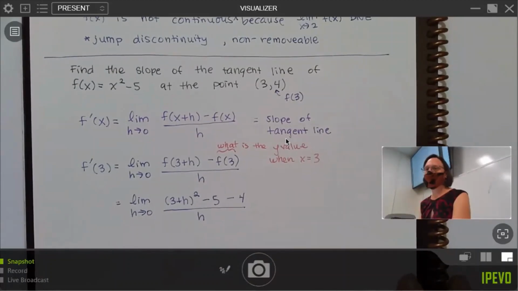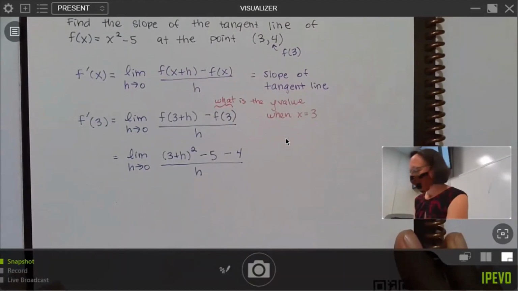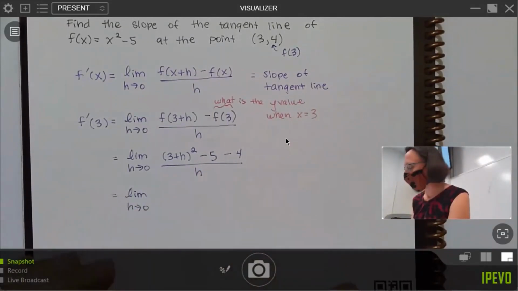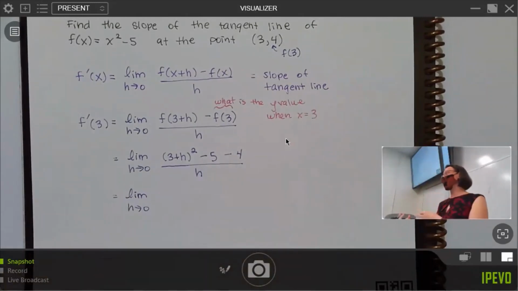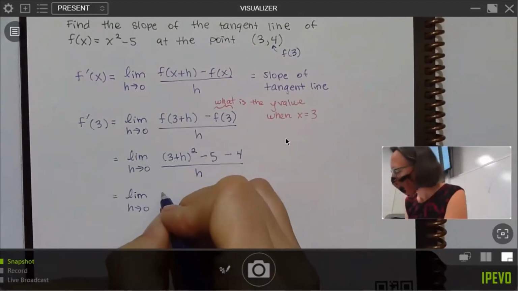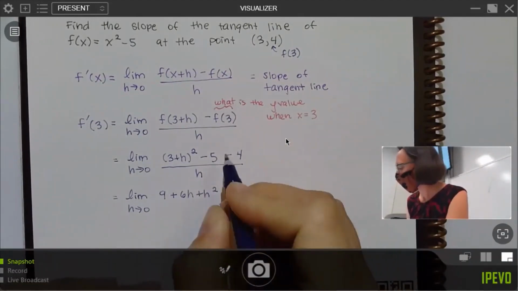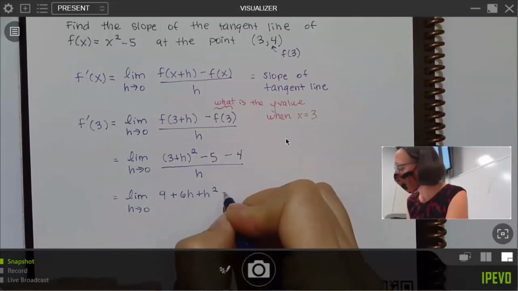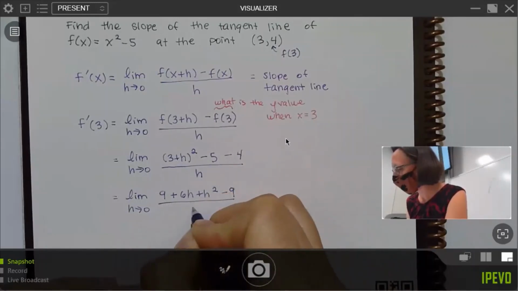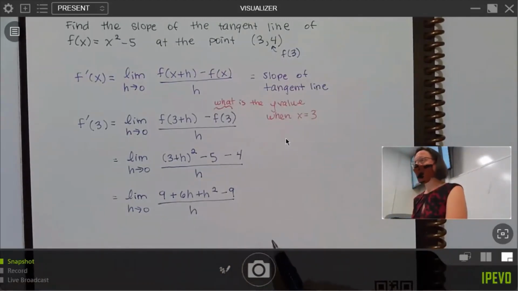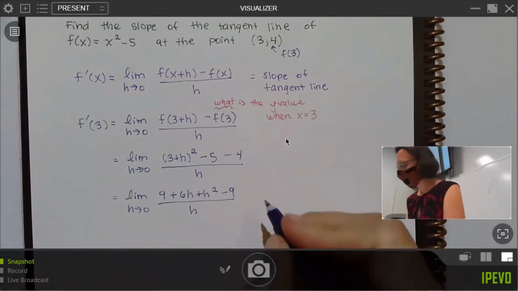Okay, I'm going to multiply stuff out. So I am looking at the limit as h approaches 0. If I square this out, be careful. That's not just squaring the two terms. That's 3 plus h times a whole other 3 plus h in parentheses. So I'm going to get 9 plus 6h plus h squared. And then I've got a negative 5 and a negative 4. So putting those together, I'll have negative 9. The 9 minus 9 is going to cancel out, which is convenient.